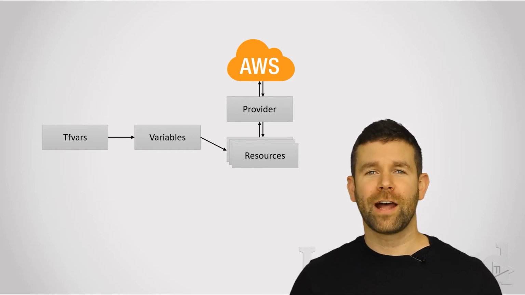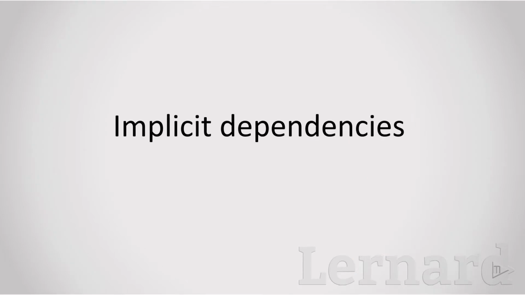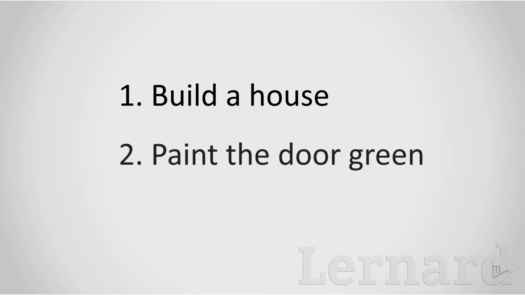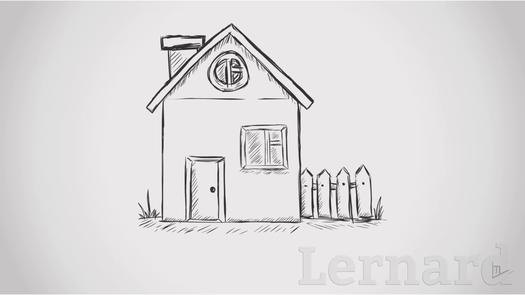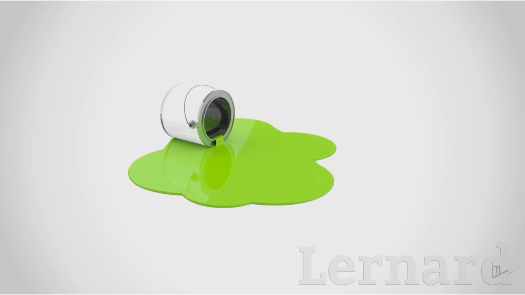We're going to have a look at two different types of dependency. The first is implicit dependencies. If you imagine the instructions, build a house, then paint the door green. Any normal workman would build the house first, then, once it was done and he had a door, he would paint that door green. No one would have to actually say to him, make sure to build the house first so that the door actually exists. He would just know that painting the door would be dependent on first having built the house.